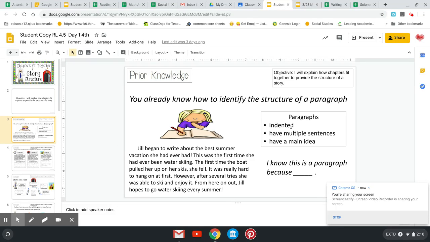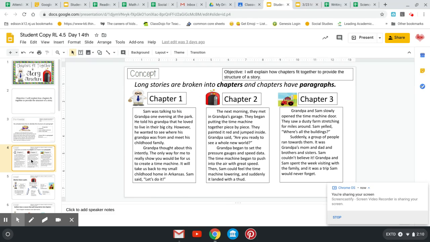So we could see here that in this paragraph, there's an indentation, there are multiple sentences, and we have a main idea. So we're going to get into different chapters. When long stories are broken up into chapters, chapters have paragraphs.